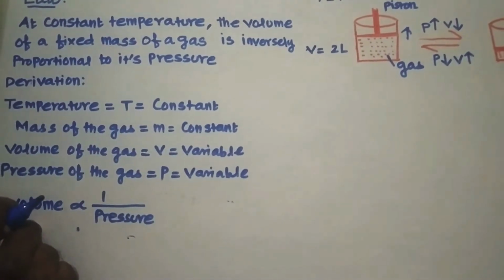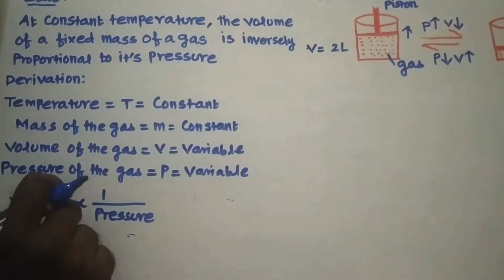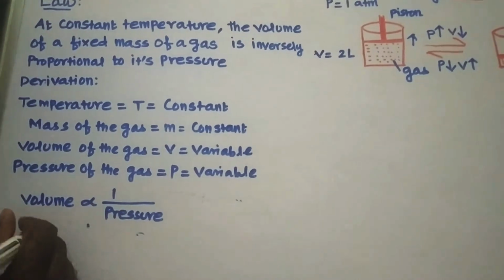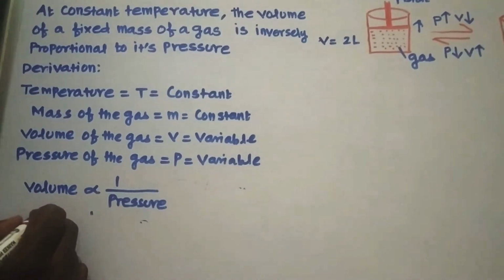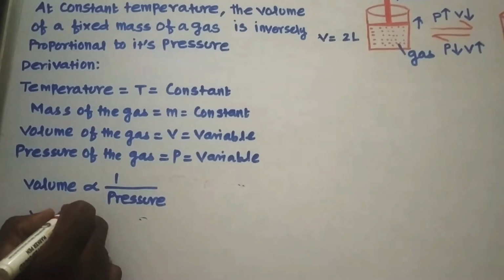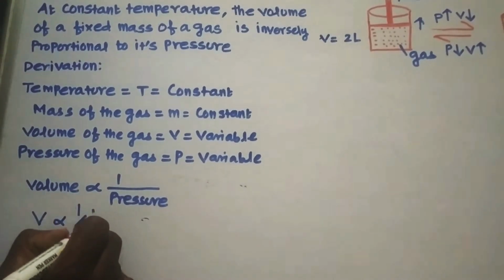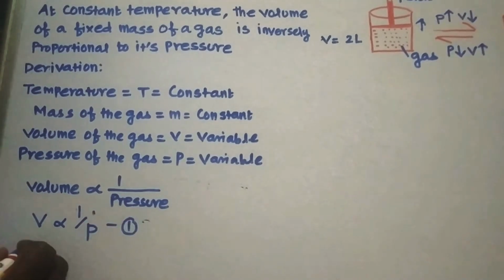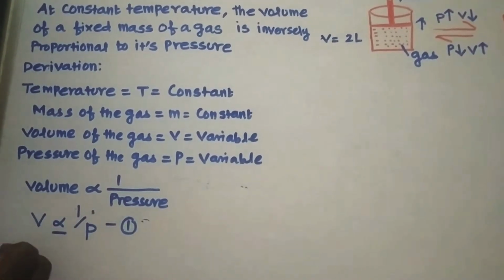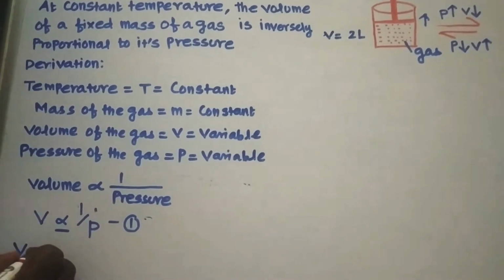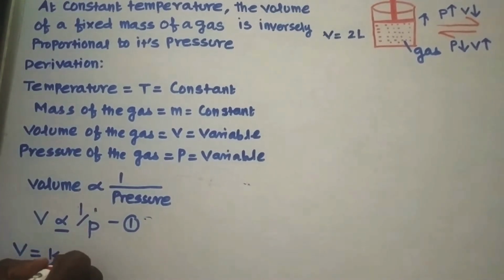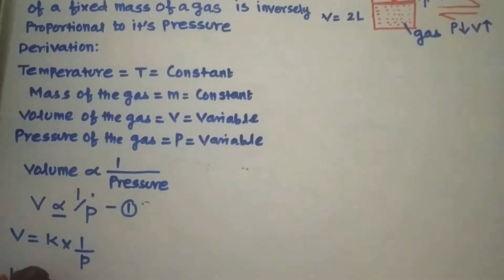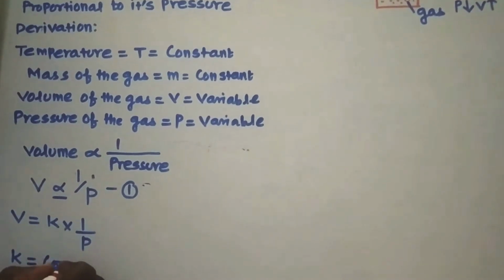So, volume is inversely proportional to pressure. Now, we are going to apply the terms. Volume is taken as V, and pressure is taken as 1 by P. So, this is equation number 1. Then, there is a proportionality. To eliminate the proportionality, V is equal to K into 1 by P, where K is a constant.